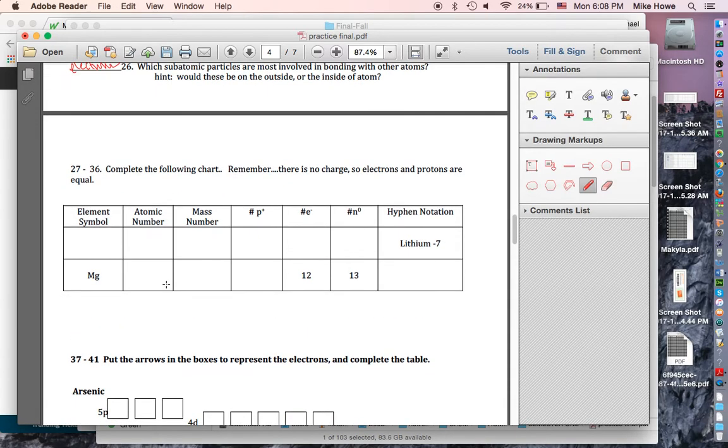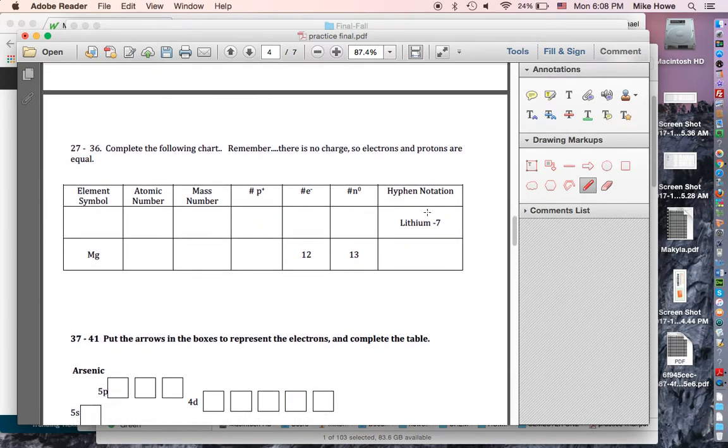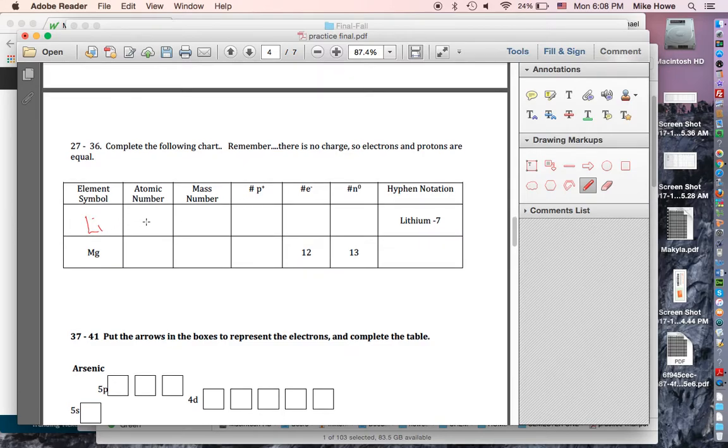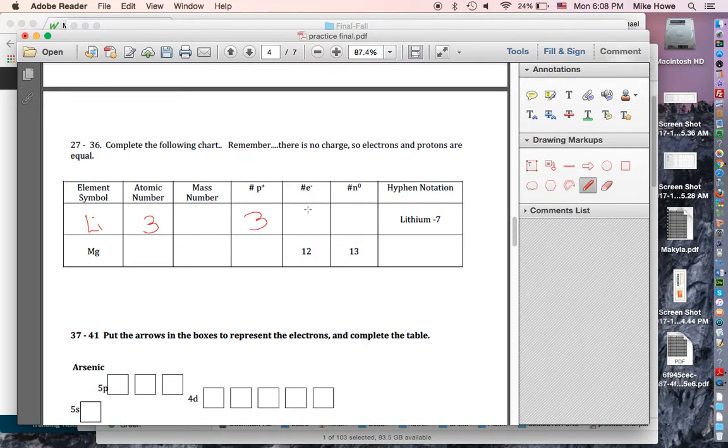All right, 27 to 36. On this chart, you've got lithium 7, so you know the symbol is lithium. The atomic number for lithium on the periodic table is 3. That tells you that its protons are 3, and its electrons are 3 if there isn't a charge. I don't see anything that indicates a charge here, so that'd be 3.